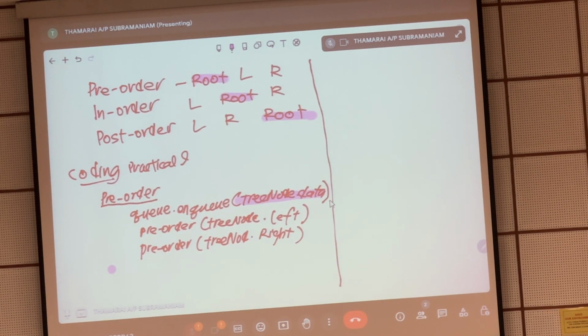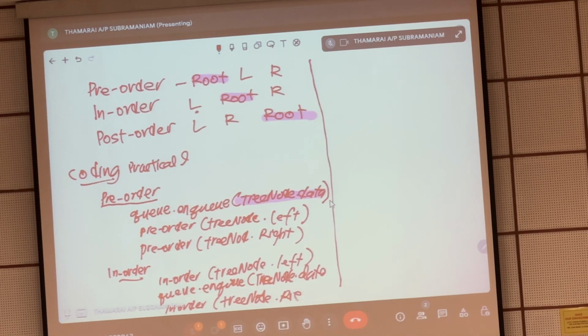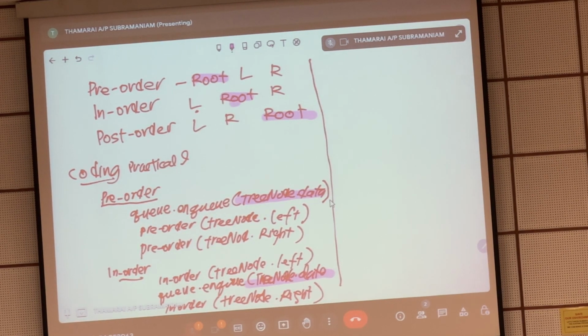So if it's in order, what is our in order? We read left, root, and right. So my root, my enqueue, tree node data, and then in order, tree node left. And then here I will have in order, tree node right. You see it? So now my root is in the middle. Root is in the middle.